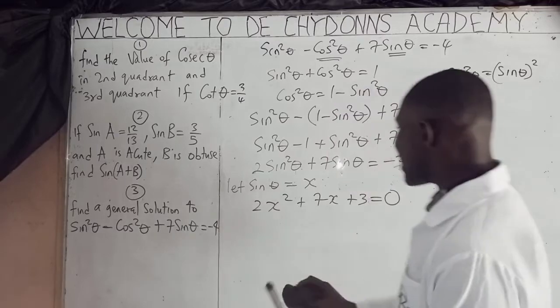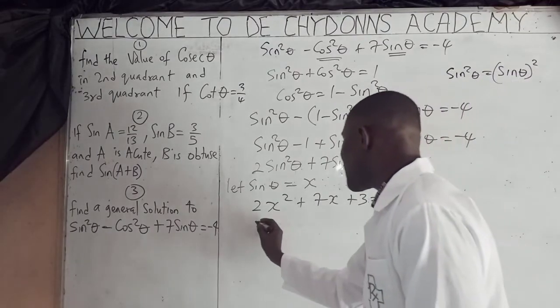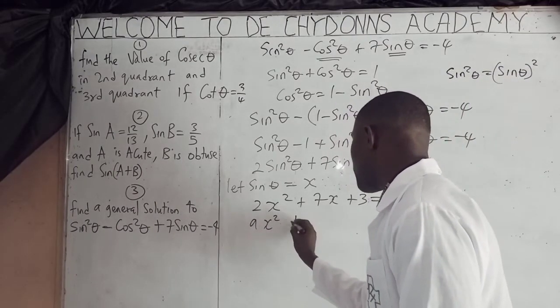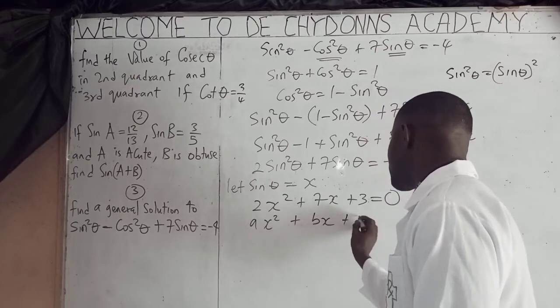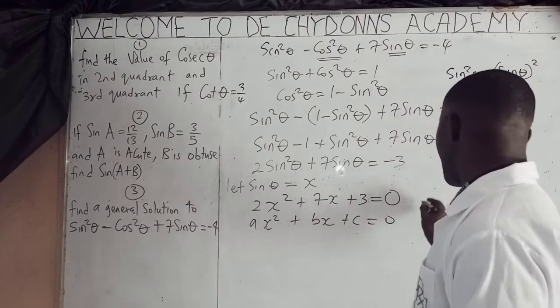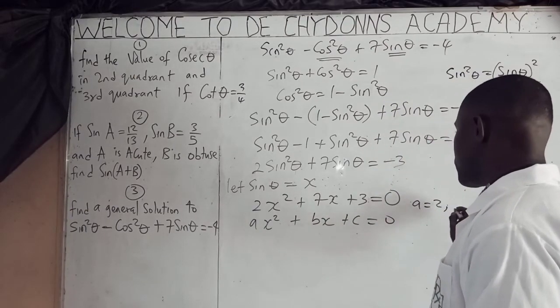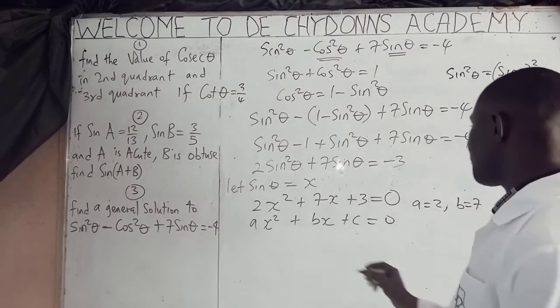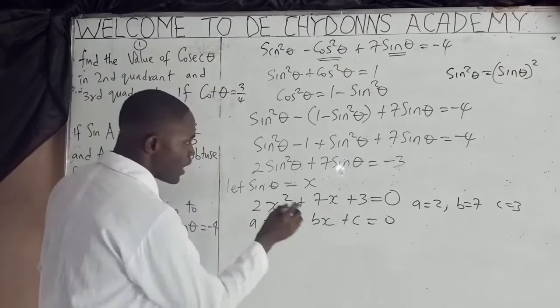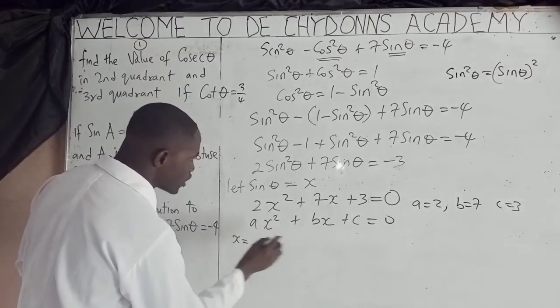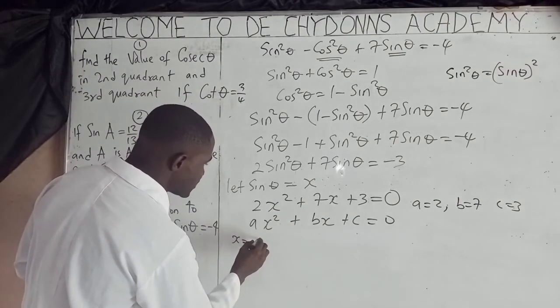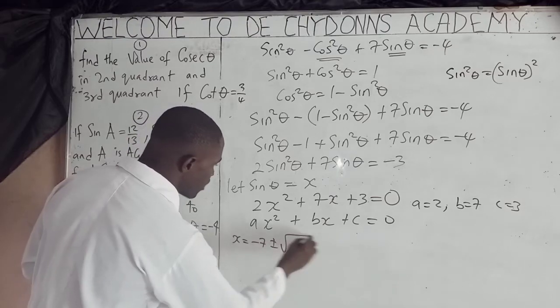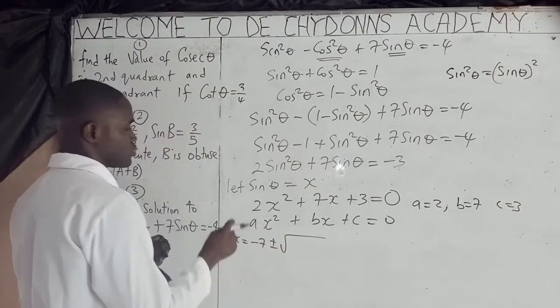Now, to factorize, please compare this to ax squared plus bx plus c equals to 0. Your a will be equal to 2, your b will be equal to 7, your c equal to 3. I will now say x equal to minus b, minus 7, plus or minus square root of b squared is what?